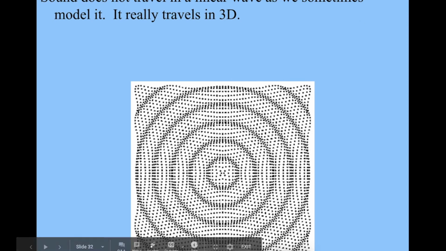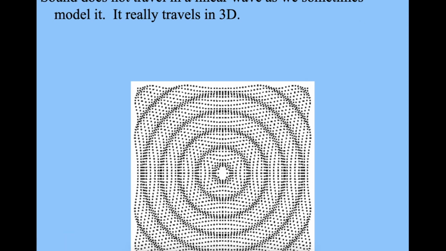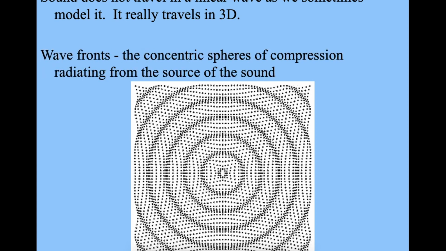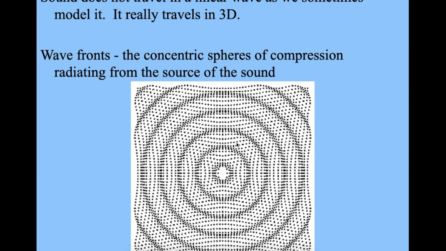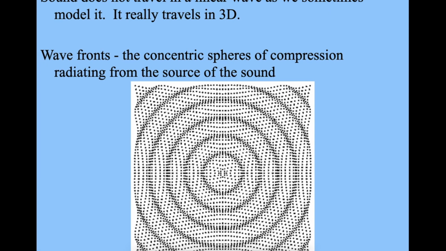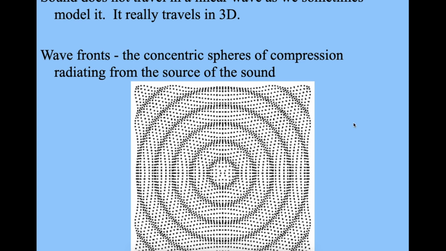So sound waves don't really travel out in one dimension like we sometimes model it. They don't even really travel out in 2 dimensions. They travel out in a spherical pattern. So these are concentric waves that travel out, and we get an area of high compression and an area of rarefaction. Again, compression, rarefaction, compression, rarefaction.